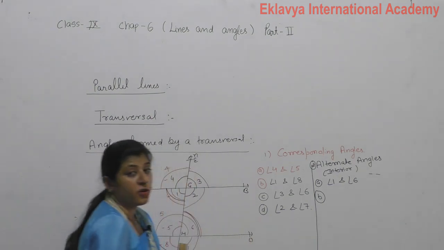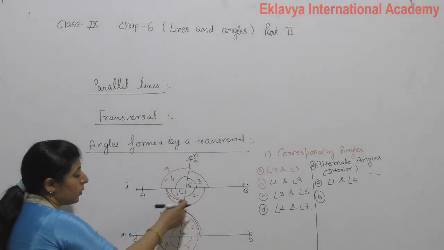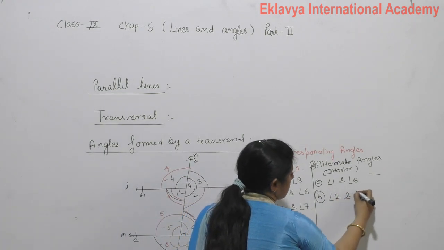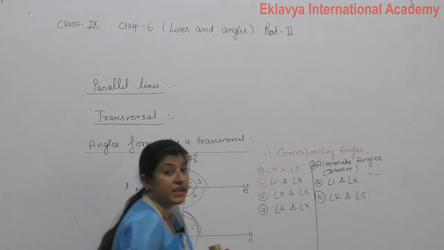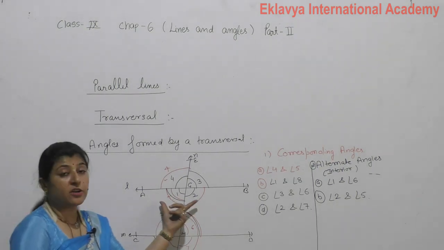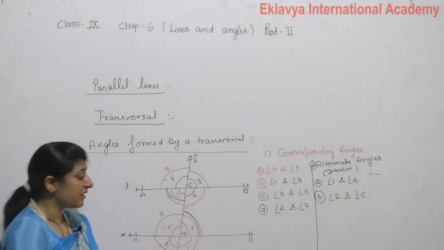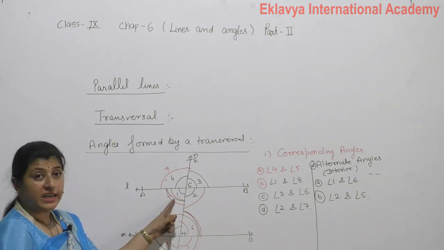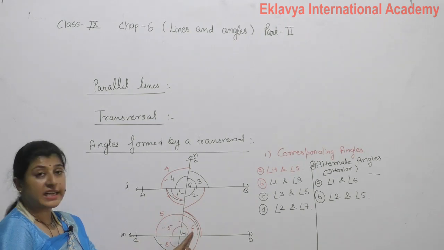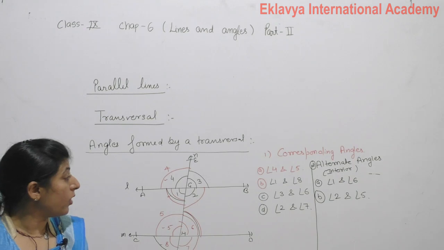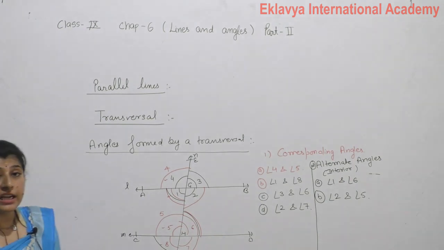And the next pair of alternate interior angles is 2 and 5. See one thing properly, whenever we are taking a pair of angles, one angle we are taking on one line and the next angle we are taking on the other line. So here I take angle 1, then on this line I take angle 6. These are called the pair of alternate interior angles.